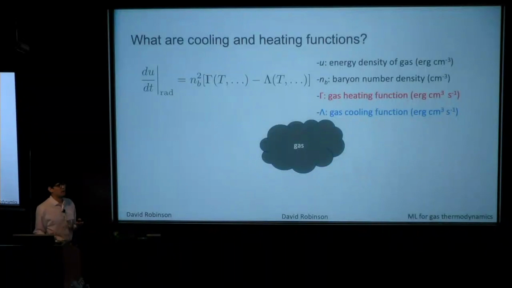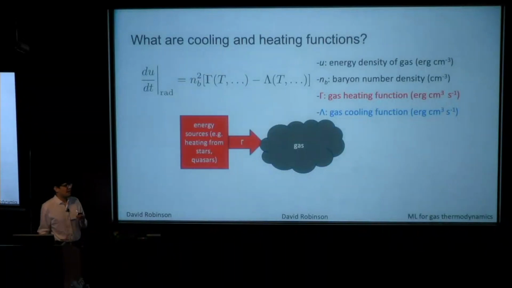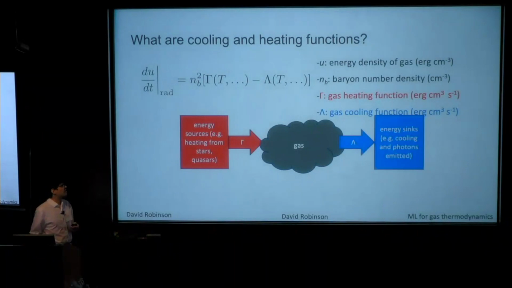It's pretty diffuse, so we only need to worry about the radiative term. In the heating function, gamma, we're going to put any process that increases the energy density of the gas, so absorbing photons from sources like stars and quasars. And in the negative cooling function, lambda, we're going to put any process that decreases the energy density of the gas cloud. Because these processes tend to be collisional, we're going to factor out the density squared because that's the density dependence we expect for collisional processes.